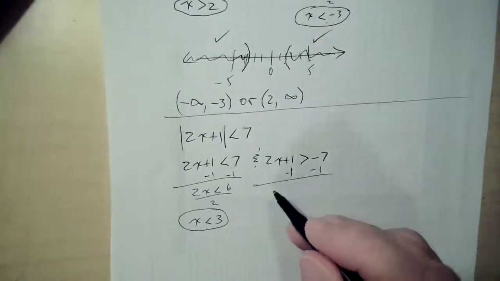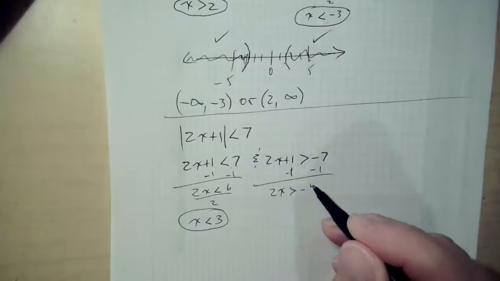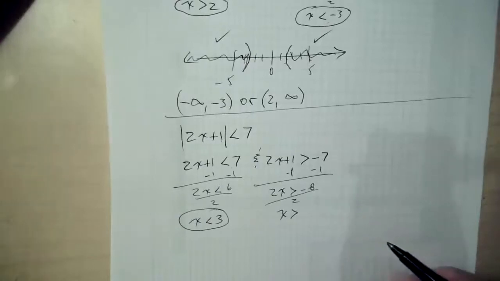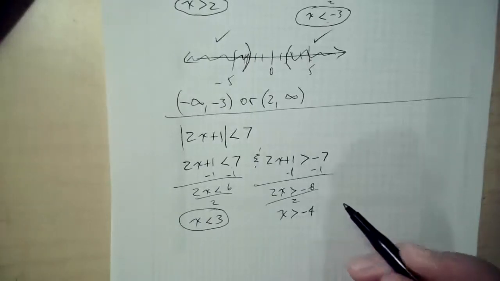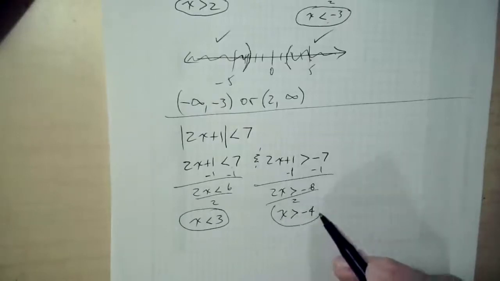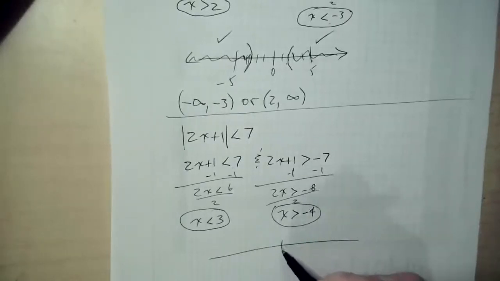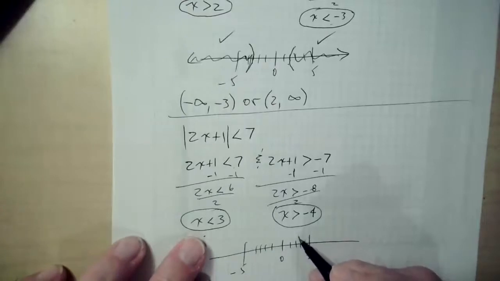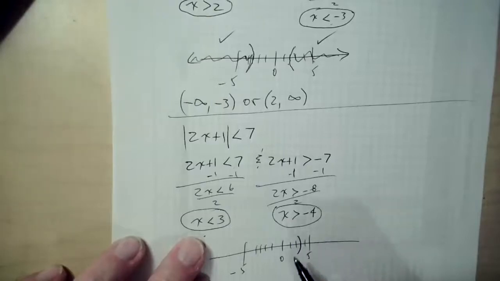Same thing here. Subtract 1 from each side. 2x is greater than -8. Divided by 2, x is going to be greater than -4. Okay? The number line, 1, 2, 3, 4, 5. 1, 2, 3, 4, -5. So x is less than 3. Less than 3 is here. And x is greater than -4. -4 is here. So it's only these numbers in here.